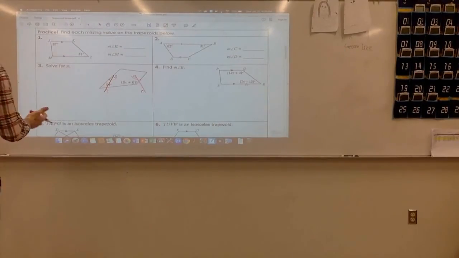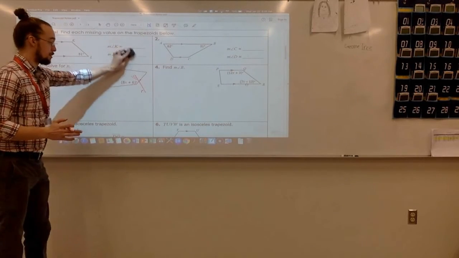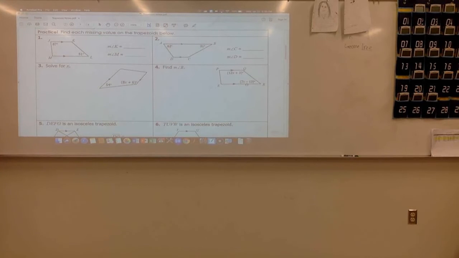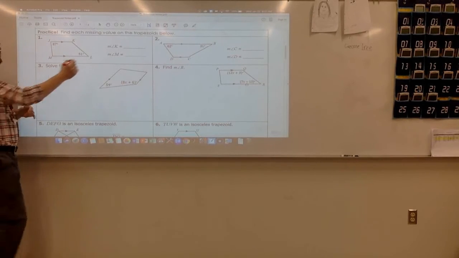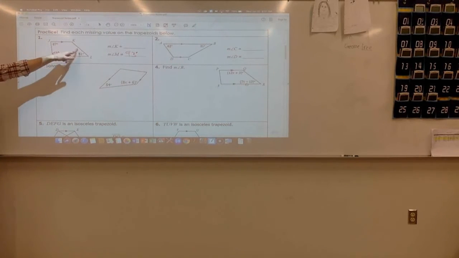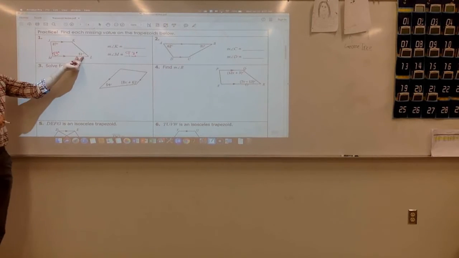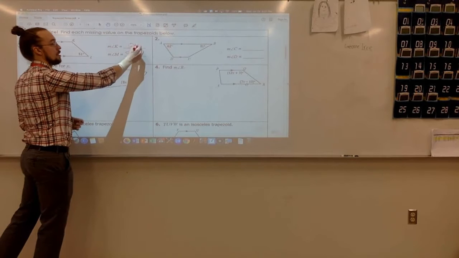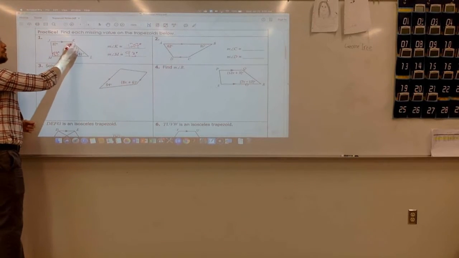So in these first few, all we know is that this is a trapezoid. It's not necessarily an isosceles trapezoid. So the only property that we can really use is that consecutive angles are supplementary. So how would I figure out the measures of angles M and K here? To get M, 180 minus 87 is 93. And then we would do the same thing over here to find K. Right? 180 minus 51 would get me 129 for angle K.